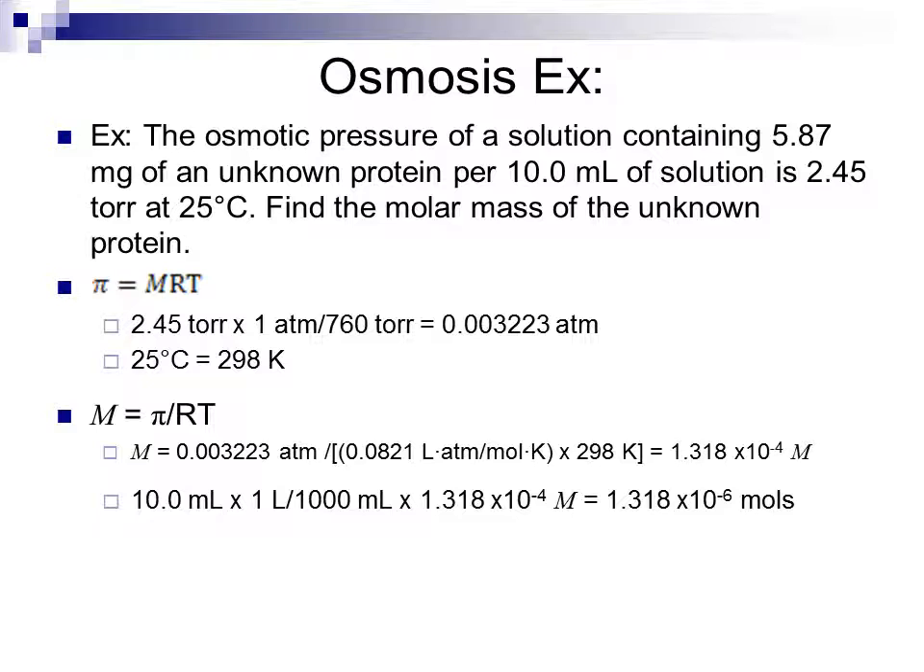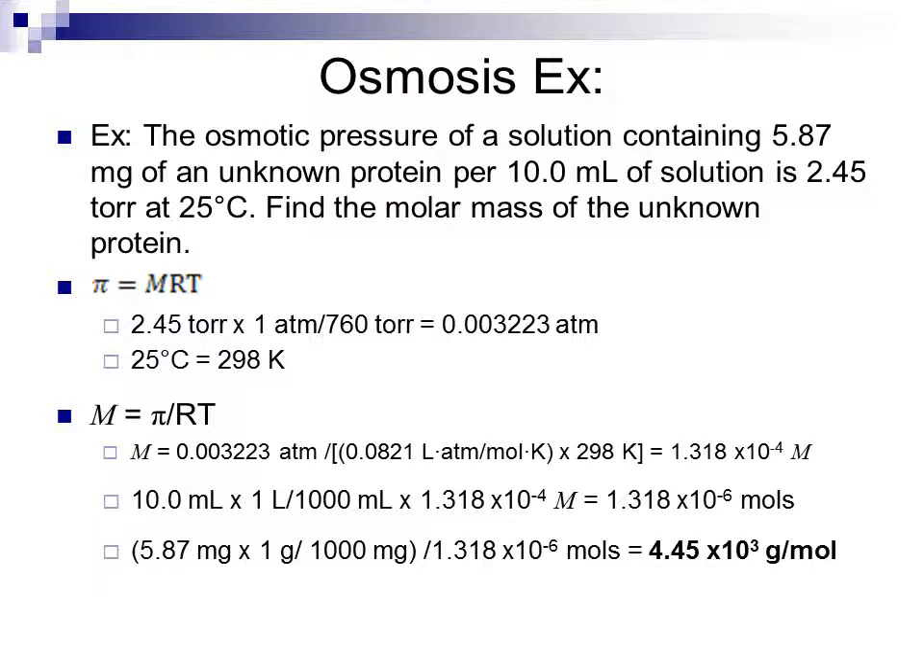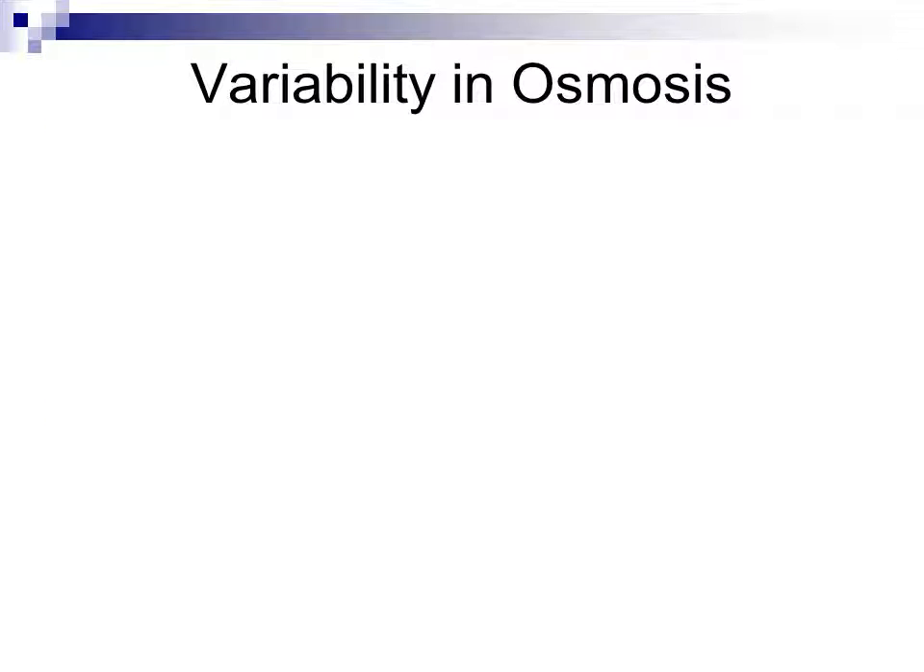If I multiply this across, I would get 1.318 times 10 to the minus 6 moles. If we take our mass, 5.87 milligrams, convert it to grams by dividing by 1,000 milligrams per gram, we will get the number of grams. If we take grams and divide that by moles, we'll get the gram per mole molar mass. So 5.87 milligrams converted to grams and then divided by 1.318 times 10 to the minus 6 moles gives us an overall molar mass of 4.45 times 10 to the third grams per mole.